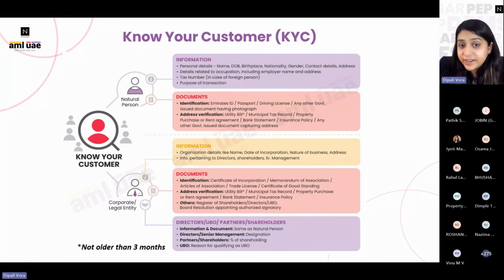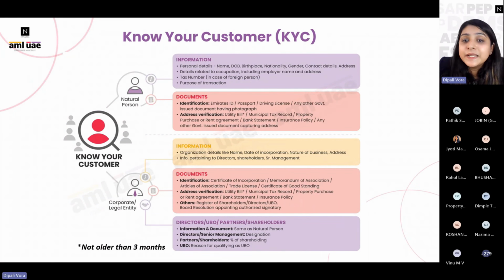The next is address verification. For address verification, one would seek a utility bill. Utility bills include electricity bill, water bill, phone bill, which will have the details of that particular person and their address. Now, if we are opting for a utility bill or bank statement, we have to make sure that the document is not older than 3 months.